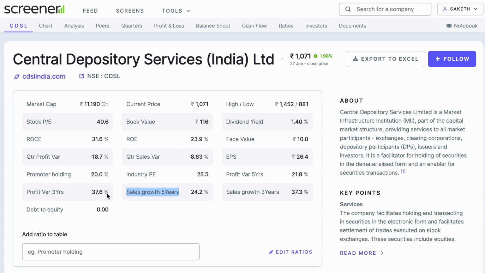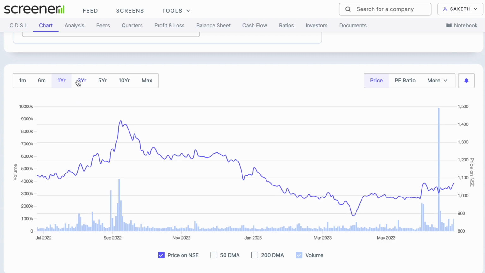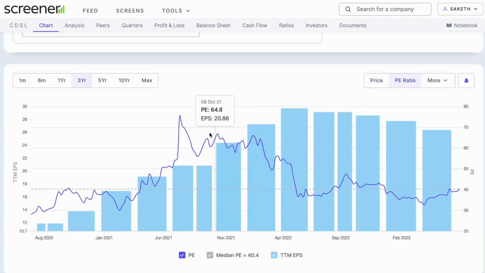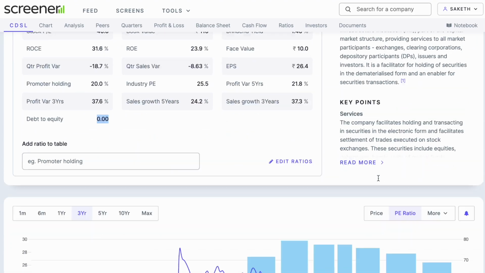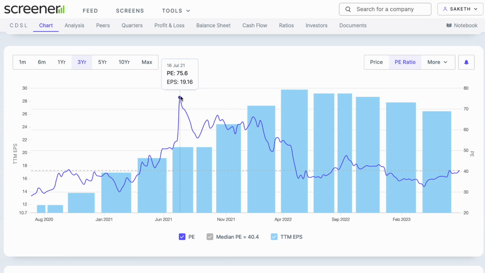If people are selling more and more, then automatically the profit increases for the central depository service. It's a kind of monopoly in this game. Understand this. The debt to equity is 0, which is a very good thing. And see here, the P/E ratio also decreased. It is about 40.5, but I'm not caring about the P/E ratio. But the index, as I said, is a monopoly-like stock.